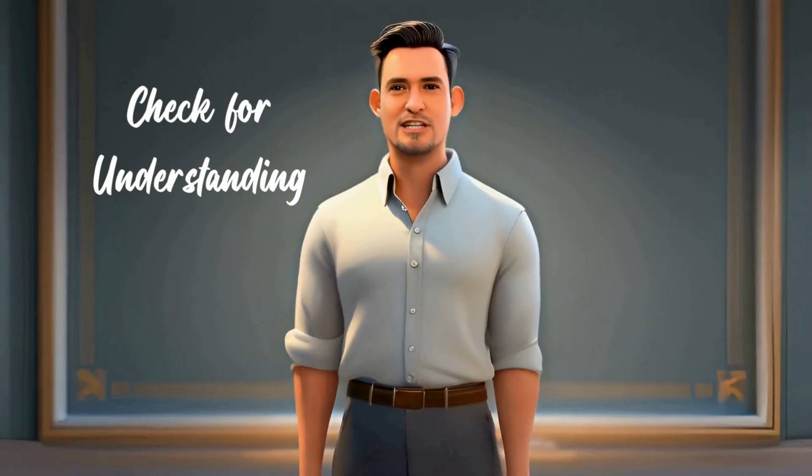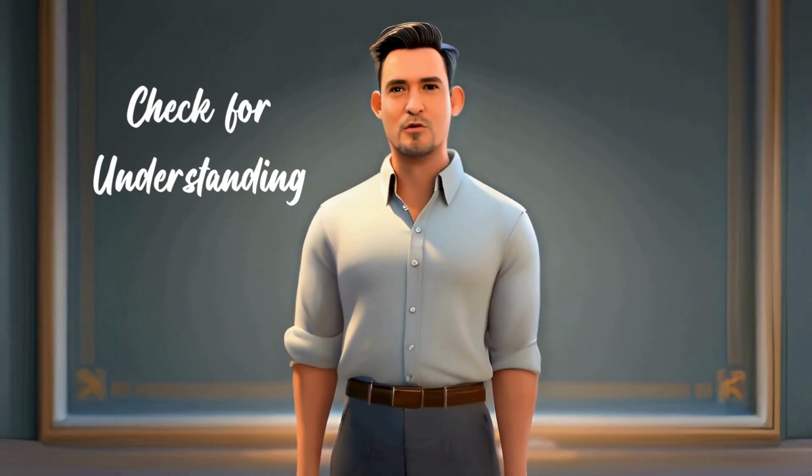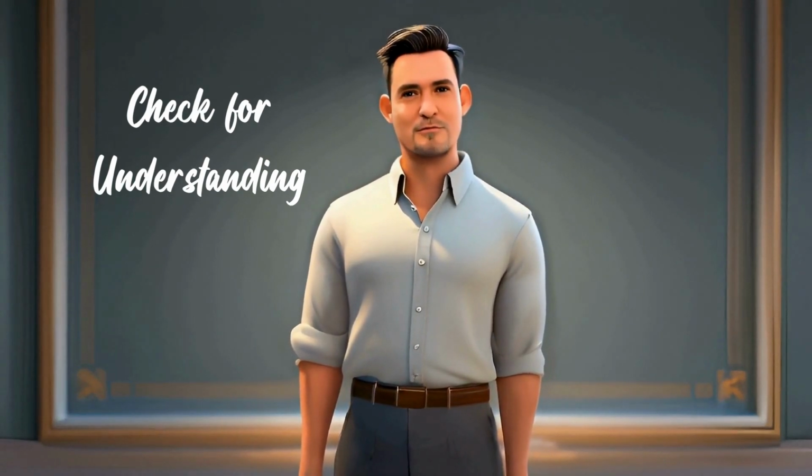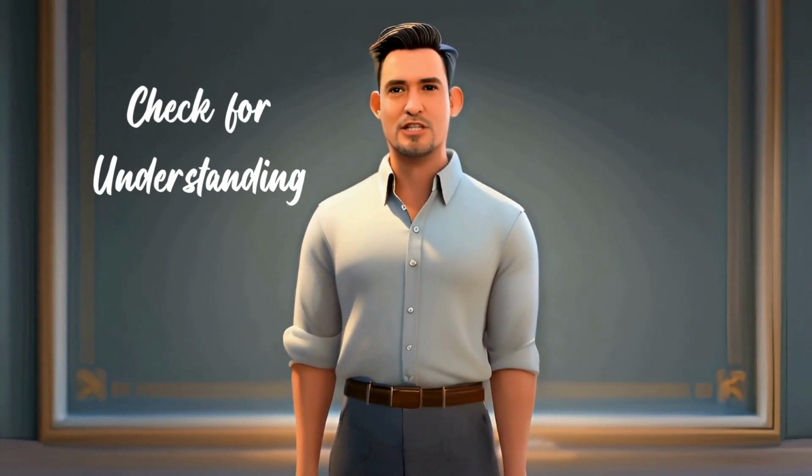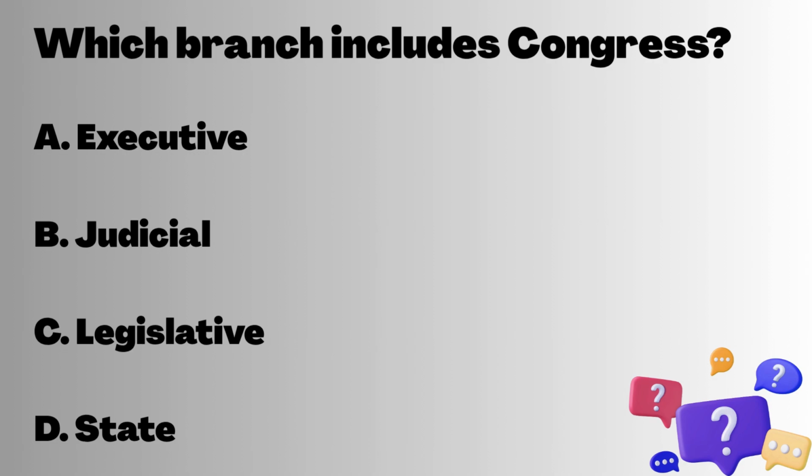Let's check for understanding. Carefully read the following questions, pause the video, determine the best answer for each, and then restart the video to check your answer. Which branch includes Congress? A. Executive. B. Judicial. C. Legislative. D. State. The correct response is C.